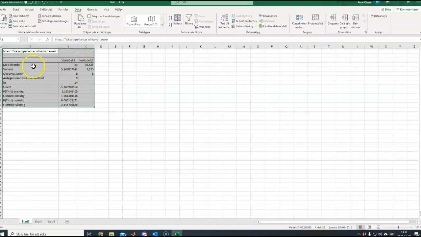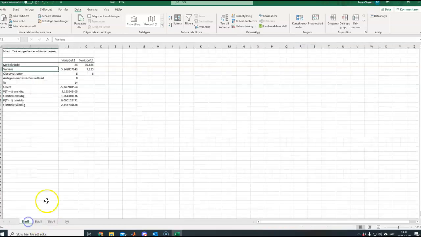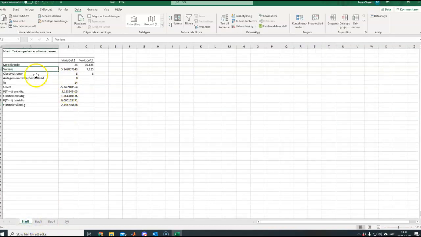response here. So it's gonna show us the mean for both groups and the variance for both groups. We can check this and compare ourselves. So I calculated myself, the mean of group A and the mean of group B is 24 and 30. So that's the same. And the variances I've also calculated using the variance commands in Excel. So those are the same. Number of observations, yes.